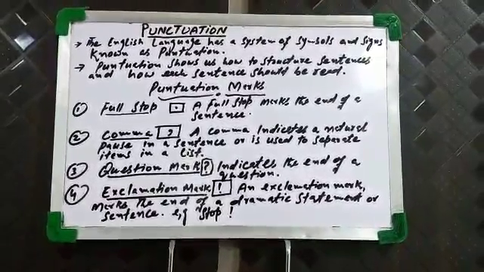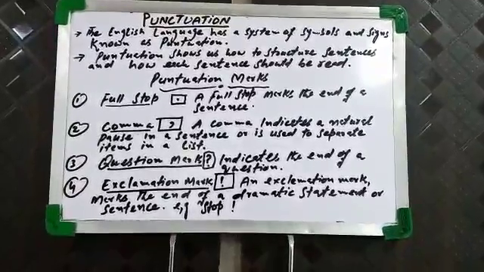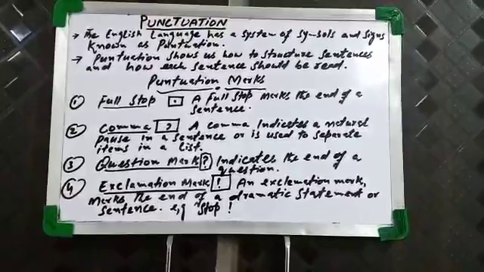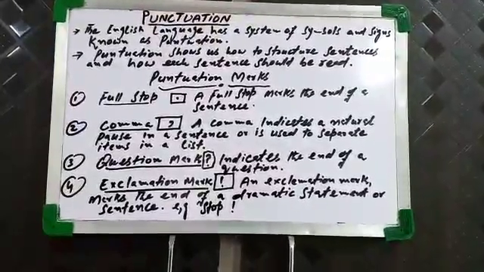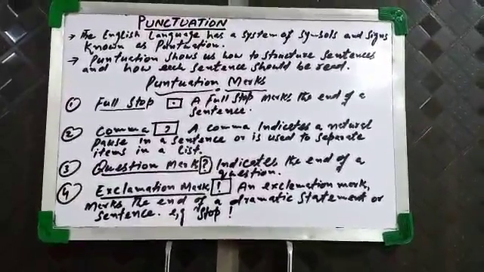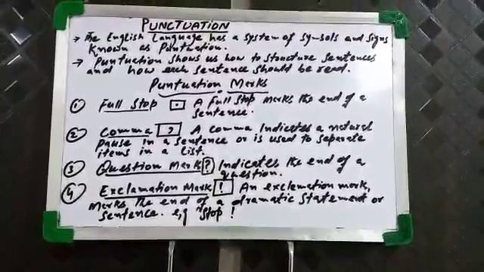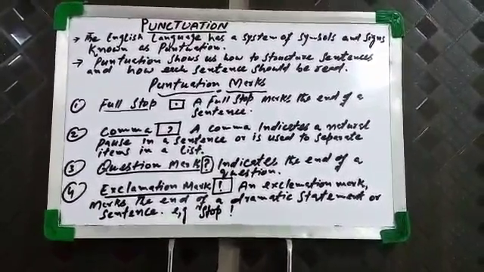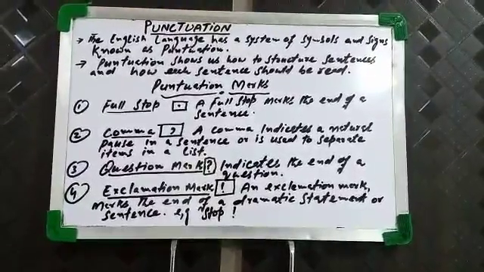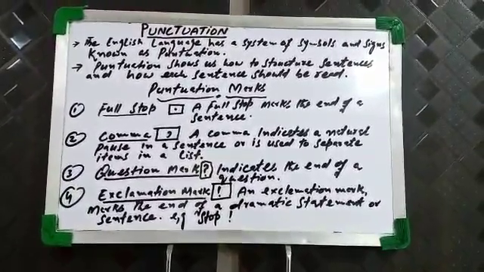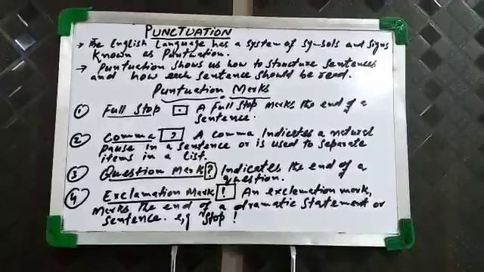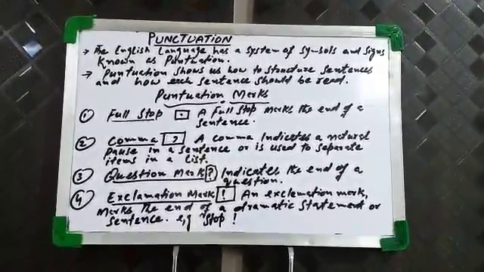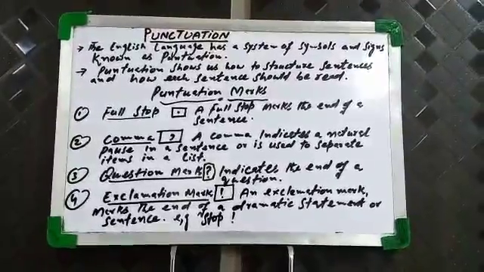So one more punctuation mark is the question mark. A question mark indicates the end of a question. For example, how are you? Question mark, note of interrogation. What is your name? Where do you live? So it indicates the end of a question. When we simply ask anybody a question, we put a question mark there.